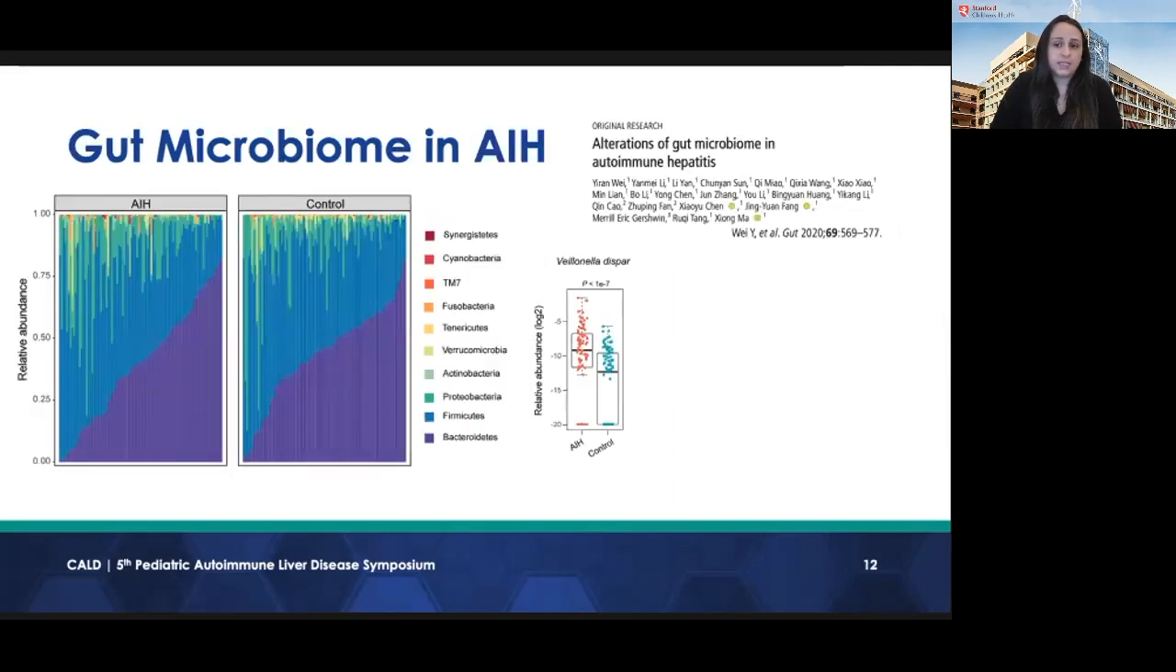Understanding the gut-liver axis continues to be important in autoimmune liver disease. This study looked at alterations of gut microbiome in autoimmune hepatitis, and they showed that the steroid-naive AIH microbiome was associated with remarkably reduced bacterial diversity, and that the enrichment of Veillonella dispar in the gut was linked to disease severity.